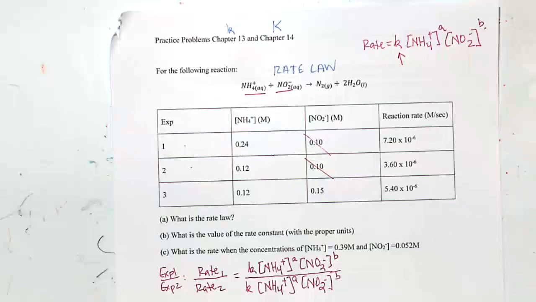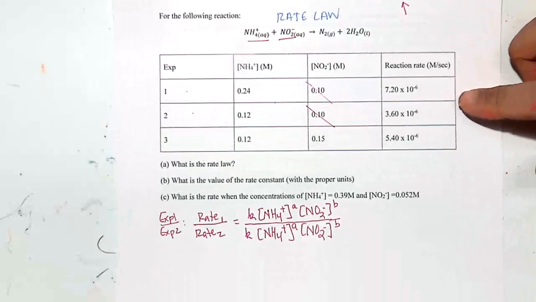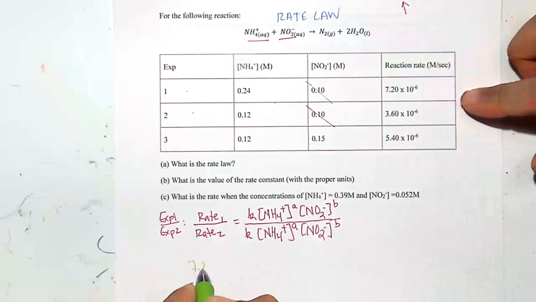Now what we're going to do is substitute our values here. So let's begin substituting. Rate 1 is 7.20 times 10 to the minus 6.